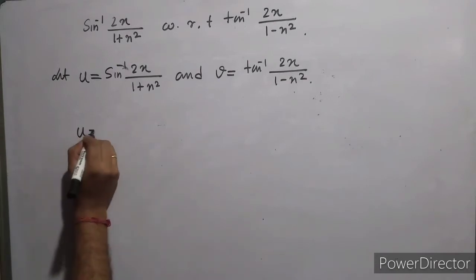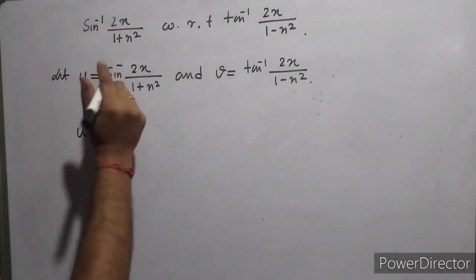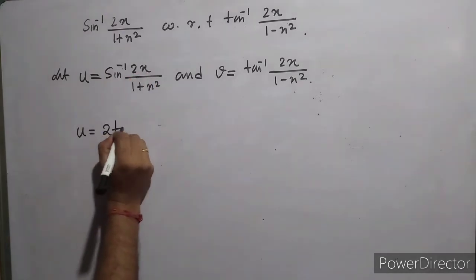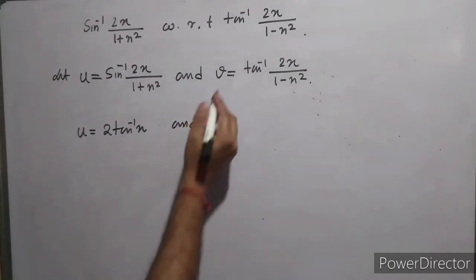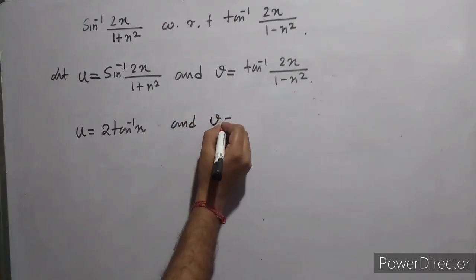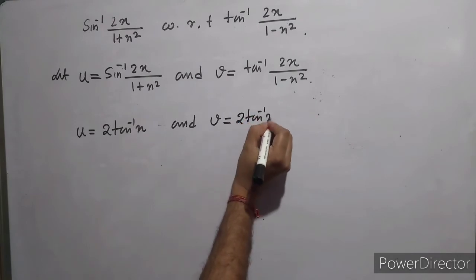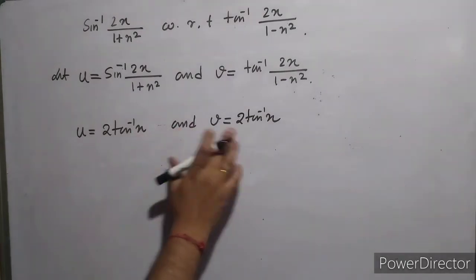Now I did this property several times in inverse trigonometry, and in derivatives also. Now this is a direct formula. Sin inverse 2x over 1 plus x square we can write directly as 2 tan inverse x, and v is equal to tan inverse 2x over 1 minus x square, which is also 2 tan inverse x. Both the values of u and v are the same here, so for this kind of function there is no need to differentiate both equations.